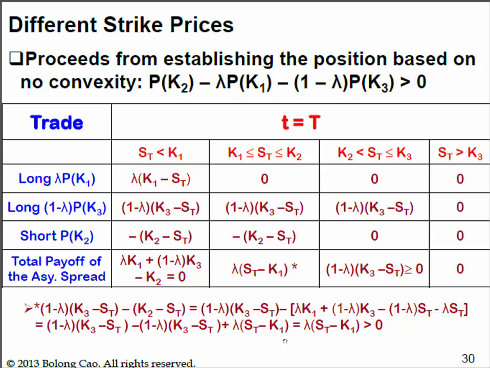Now, only the high strike long put gives you payoff. It's 1 minus lambda, that weight, times the difference between K3 and the underlying price at expiration. Because we have assumed the underlying price at expiration is below K3, we will have a positive number. This positive number times 1 minus lambda, which is a positive weight, is still positive. So again, we have a situation where your payoff is positive.